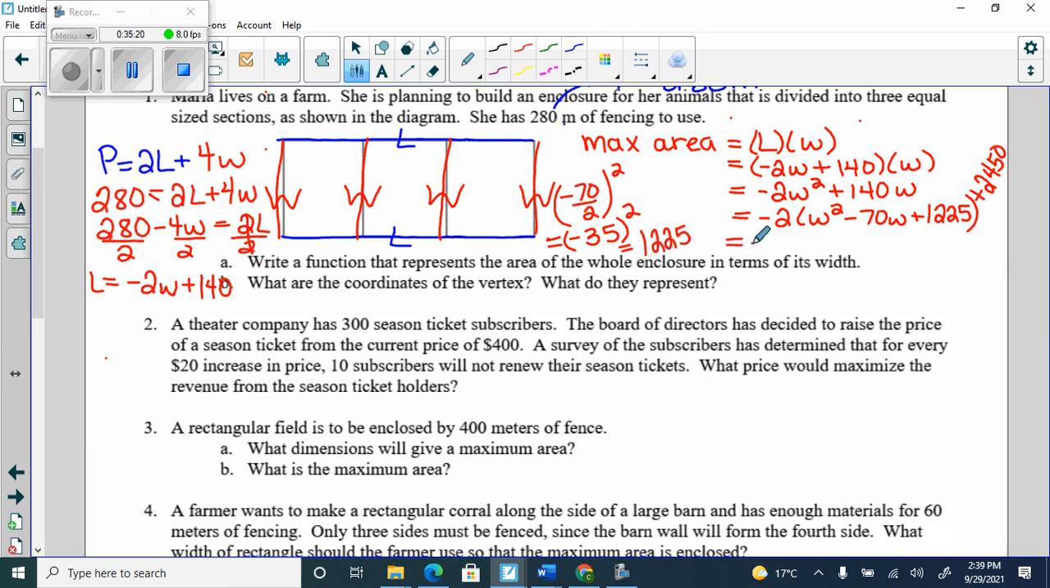So I'm going to get negative 2 W minus 35 squared plus 2,450. Remember, it's always going to have to be added at the back because it's maximum area. If you have a subtraction of that, you have a negative area. Does that make any sense?